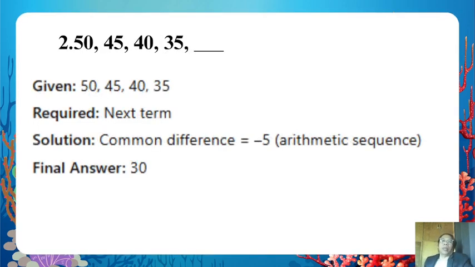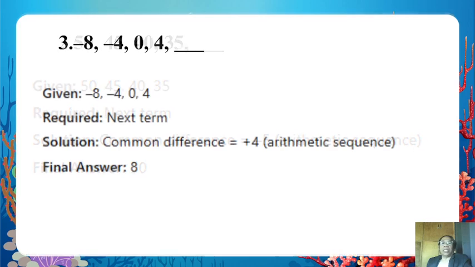Number 2, 50, 45, 40, 35, and then what's the next term? So given 50, 45, 40, 35. Require the next term. Solution, common difference, negative 5. So arithmetic sequence. So the final answer is 35 minus 5 equal to 30.